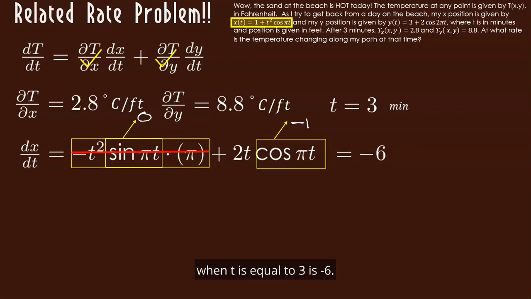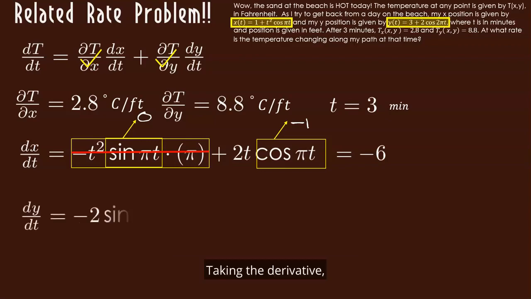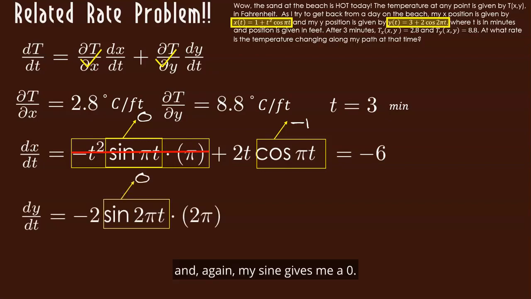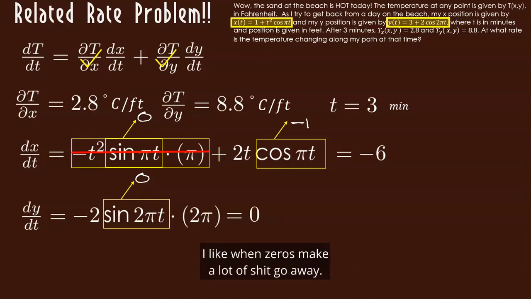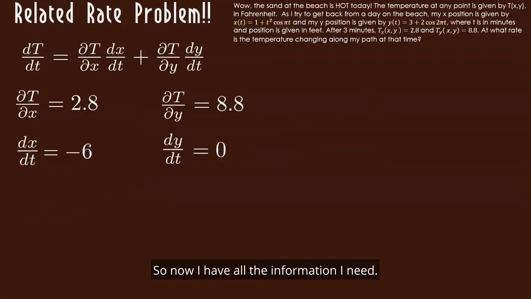Looking at dy/dt, I'd remind myself that y of t is 3 plus 2 cosine of 2 pi t. Taking the derivative, I get -2 sine of 2 pi t times 2 pi. And again, my sine gives me a 0, so this whole thing is 0. Yay! Zeros are good. I like when zeros make a lot of stuff go away. So, next page, because this is getting crowded. So now I have all the information I need.